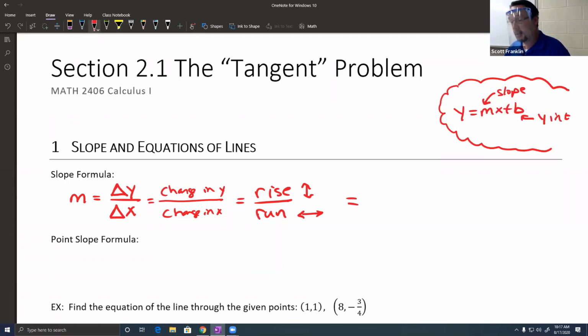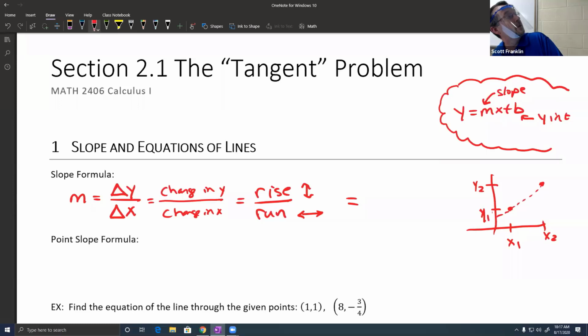And if you're given 2 points, say, for example, you have a point here and a point here on the rectangular coordinate system, and this is x1, and this is y1, and this is x2, and this is y2, okay?